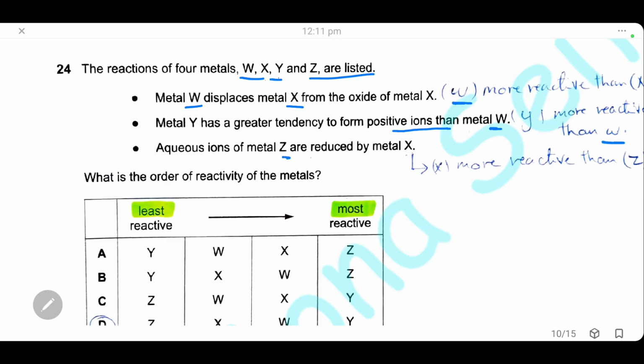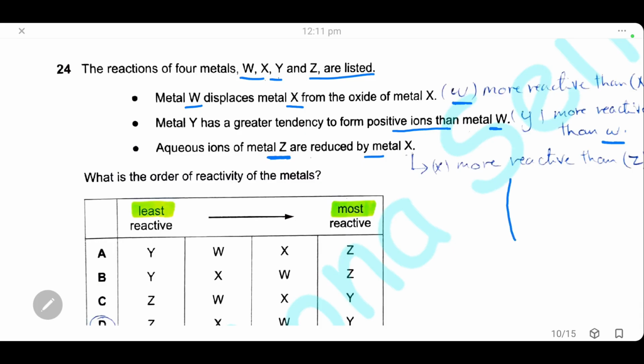Aqueous ions of metal Z are reduced by metal X. That means that X is more reactive than Z. It reduces Z. That means Z gains electrons, gets reduced by metal X, so X is more reactive than Z.